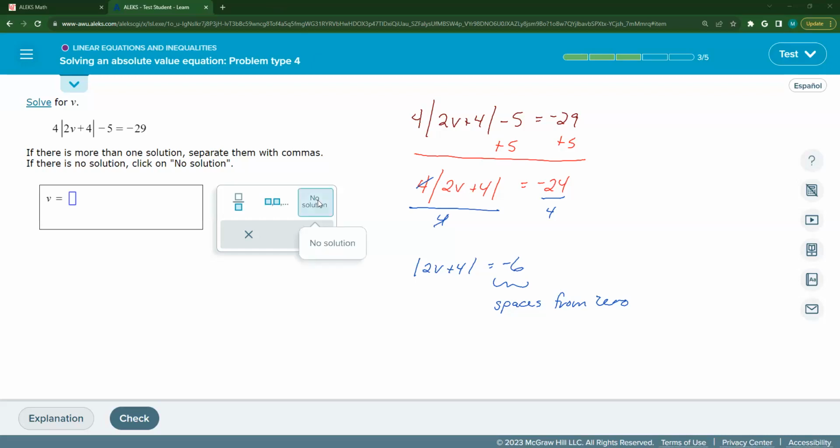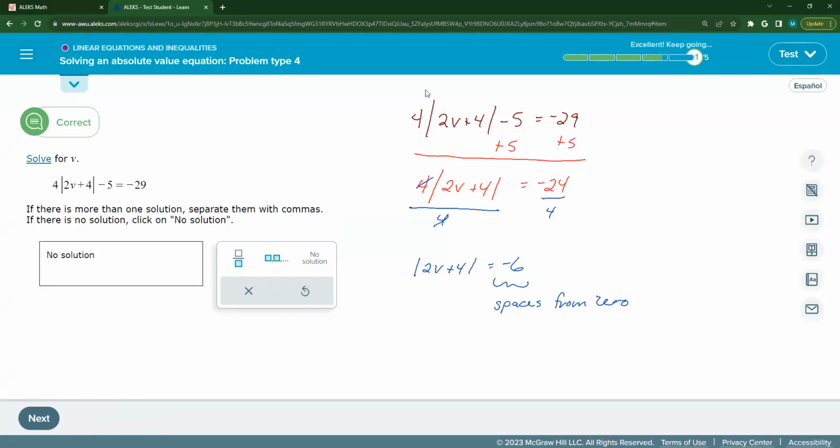So for this one, my answer is going to be no solution, because I can't have the absolute value be a negative number of spaces. When I check my work, it will be correct. And I will consider this. I have done 4 equations.